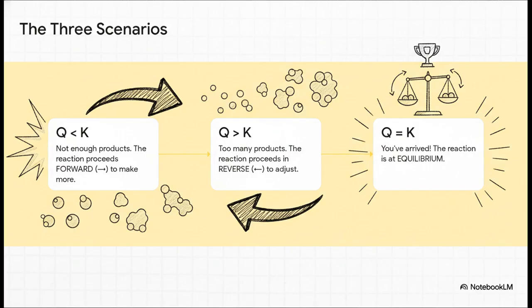2, if Q is greater than K, you've overshot your goal. You have too many products. The reaction has to proceed in reverse. And 3, if Q equals K, congratulations, you've arrived. The system is perfectly at equilibrium.